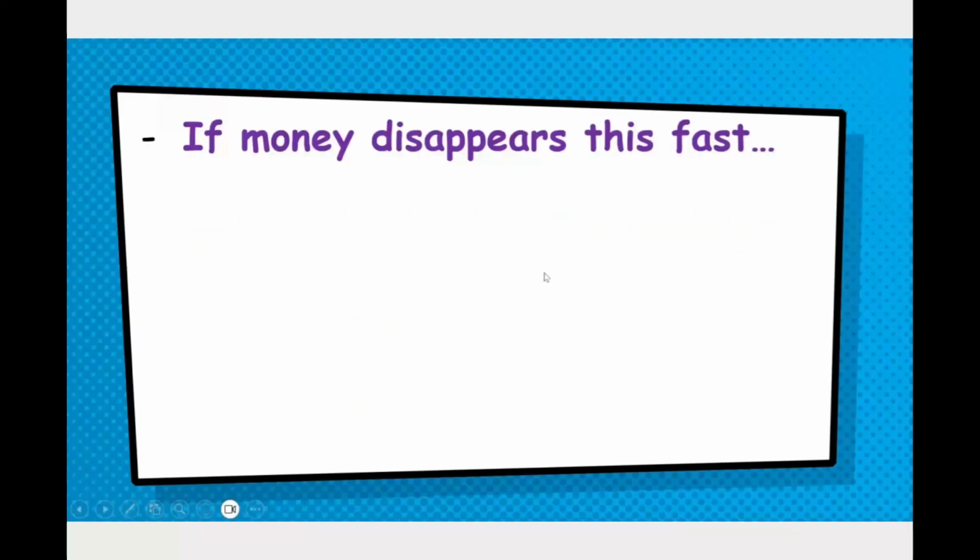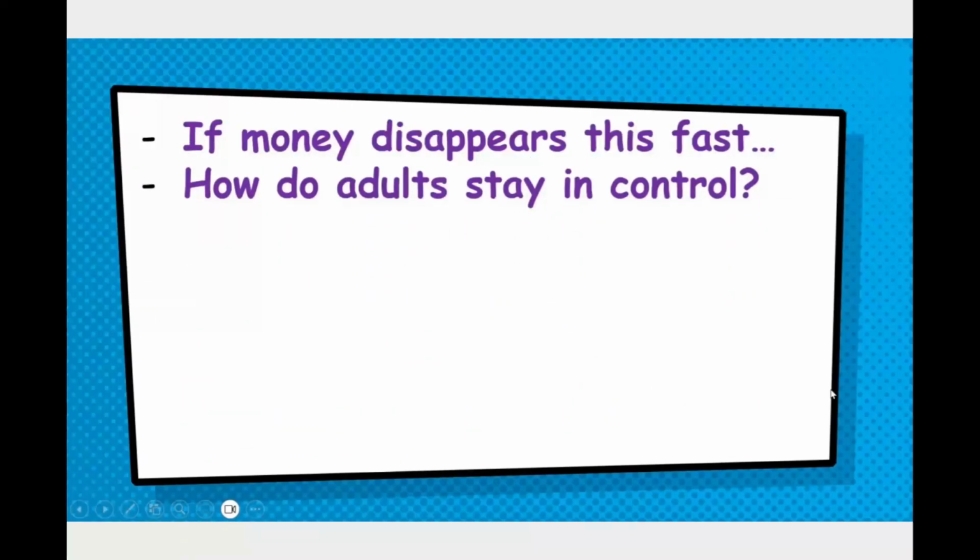So tomorrow, if money disappears this fast, how do adults stay in control? Tomorrow we are going to build a plan and figure it out.